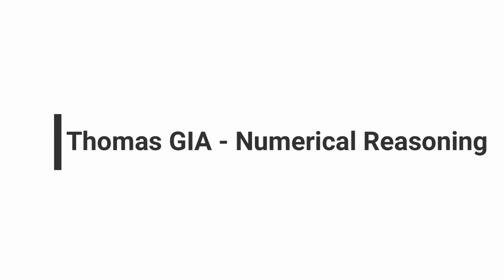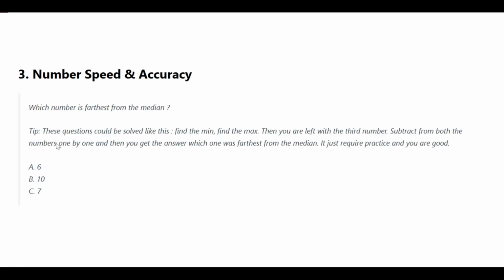So in this question, you need to find first, there's also a tip which is mentioned here from Heycademy. These questions could be solved like this. Find the minimum, find the maximum, then you are left with the third number. Subtract from both the numbers one by one, and then you get the answer which one was the farthest from the median. It requires practice and you're good.